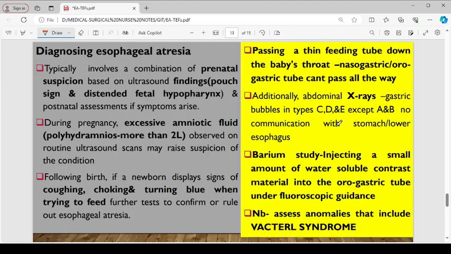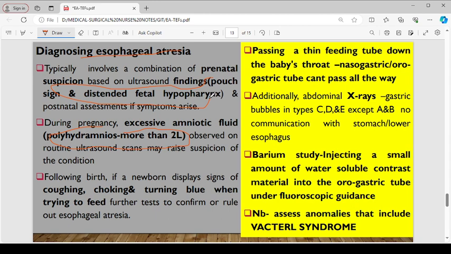Okay, all right, guys. In terms of diagnosing esophageal atresia, we could do a combination of prenatal suspicion and ultrasound findings, where in terms of prenatal suspicion, you could base it on signs like polyhydramnios. And polyhydramnios, we've said, is where somebody is presenting with amniotic fluid excess of over 2 liters. Right, so this should raise the suspicion. In terms of ultrasound, we could find there is a pouch sign and a distended fetal hypopharynx, okay, for that matter.